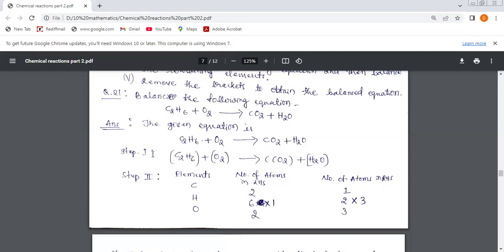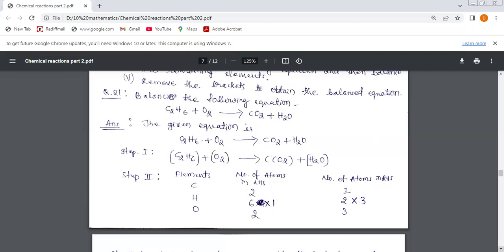Then put brackets around the compounds involved on the reactant and product sides. This is the reactant side. This is the product side. So we are keeping every compound in a bracket. C2H6 is placed inside a bracket. This is the oxygen, keep it inside a bracket. This is the carbon dioxide, keep it inside a bracket. This is the water, keep it inside a bracket in this way.